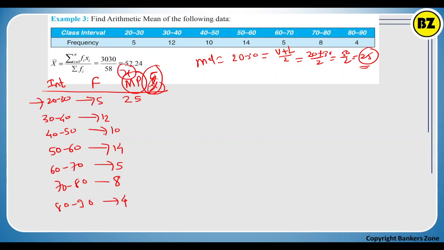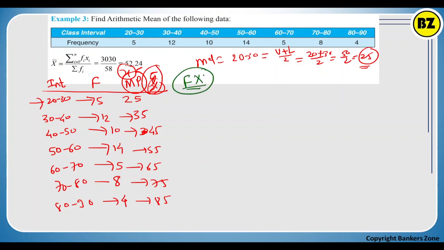Now see, the next mid value, for 30 to 40, is 35. The next mid value will be 45, then 55, 65, 75, and 85. This mid value is nothing but our x. Now what do you have to do? Next we have to calculate f into x.